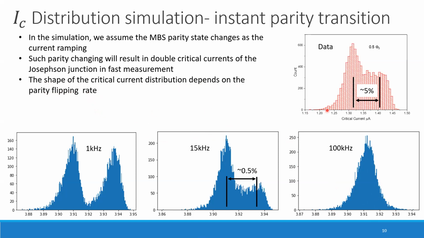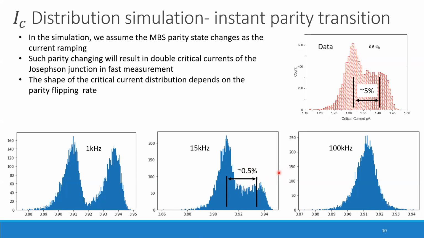For example, the middle picture looks similar to the data here. However, the separation between the two peaks is actually 10 times smaller compared with the measurement data. So we need to improve the simulation somehow to better fit the data.